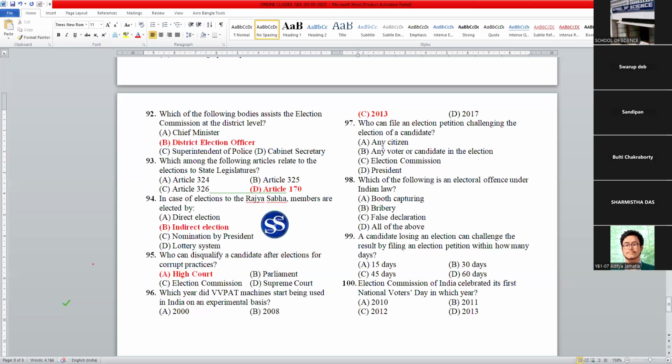Will you remember this? Yes, sir. Noxon Assembly constituency in Nagaland. Very good. Who can file an election petition challenging the election of a candidate?